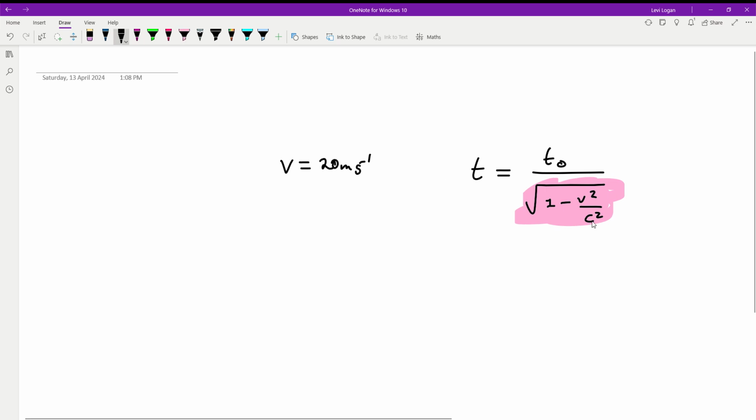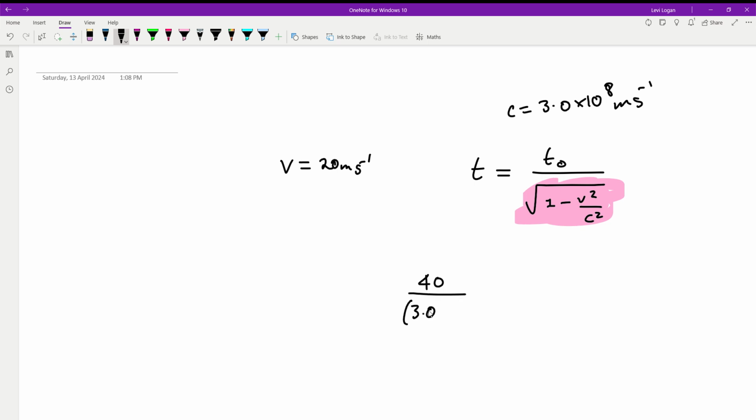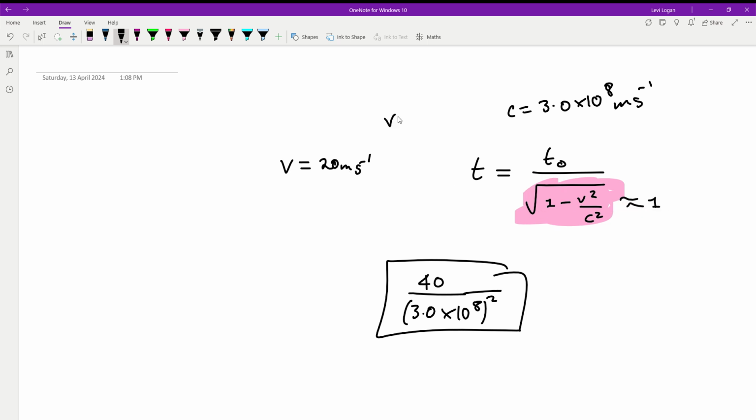This is because the speed of light is an extremely large number, and since you're squaring it down here, for context, the speed of light is 3 times 10 to the 8 meters per second. So in this factor, you're going to have 40 over this number squared, which is a ridiculous number. Now, if you have a huge number on the bottom of a fraction, the overall number is very little. So 1 minus a very little number, and you square root that, is going to be approximately equal to 1 when the velocity is very small. So that means your time is equal to your proper time, okay?